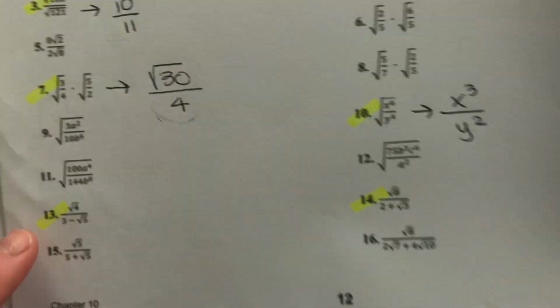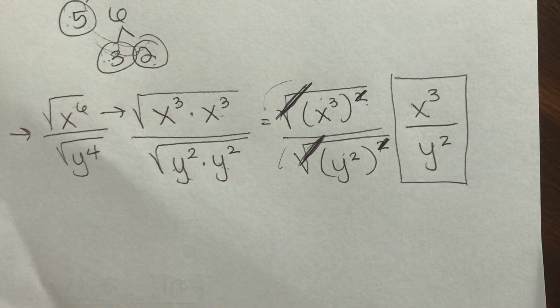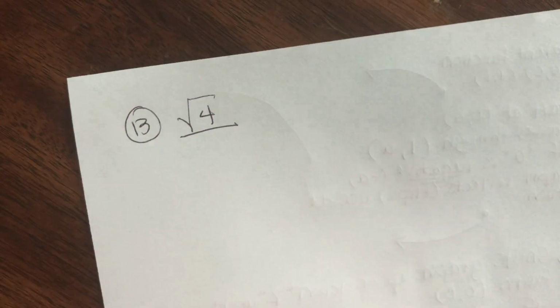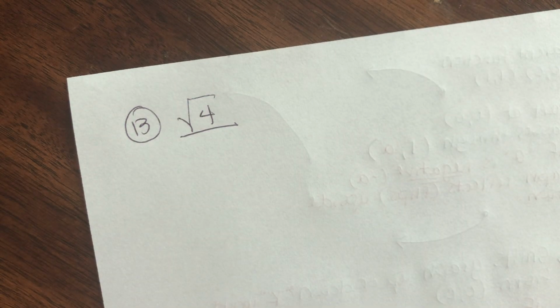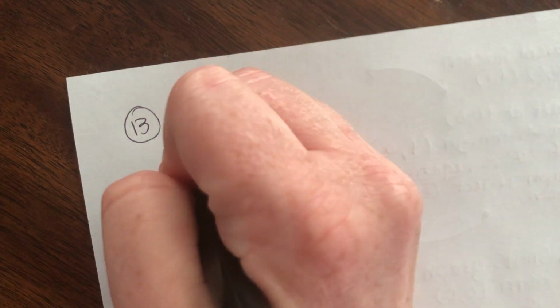All right, number 13 and 14. These are the last two. I'm going to use the back of a sheet of paper I already wrote on because I don't have any scratch paper. All right, for number 13, I have square root of 4 over, where did it go? 3 minus the square root of 5.